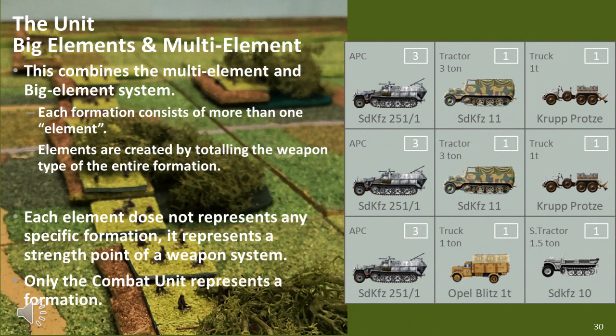Both the multi-element and big unit systems have benefits and disadvantages. A final system is to combine both systems together. If the combat unit is a regiment, then all weapons in that regiment are totaled and divided by the scale multiplier, perhaps 30 vehicles, guns, or 300 men. Fractions are rounded to the closest whole number, and all these elements represent the regiment. Each regiment does not represent a formation, but the collection of elements represents a formation, which in this case is the regiment.